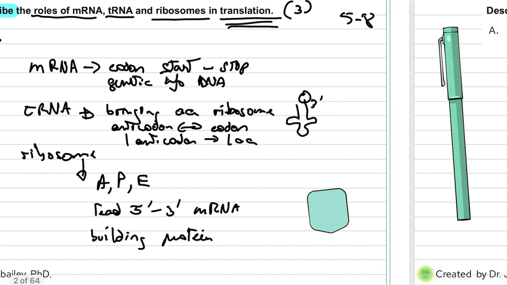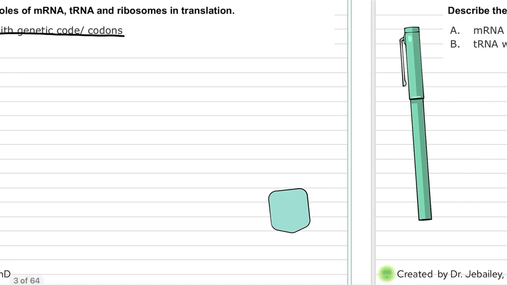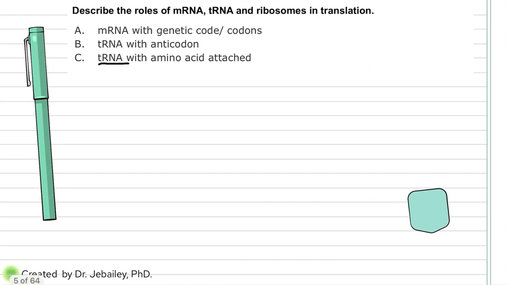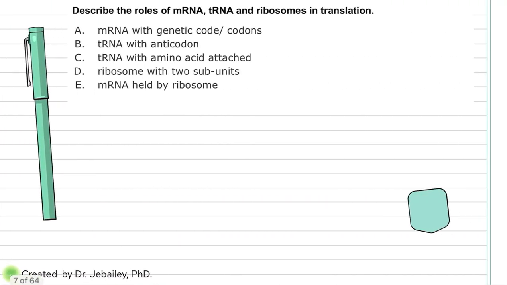So with that, let's look at the mark scheme. First, it says mRNA is with genetic code or the codons. Second, tRNA is with the anticodon. Good. Third, tRNA is with amino acid attached. Yes. Ribosomes with the 2 subunits. Okay, this isn't mentioned, but of course, talk about the structure of the ribosome. Why not? The large and the small subunit.